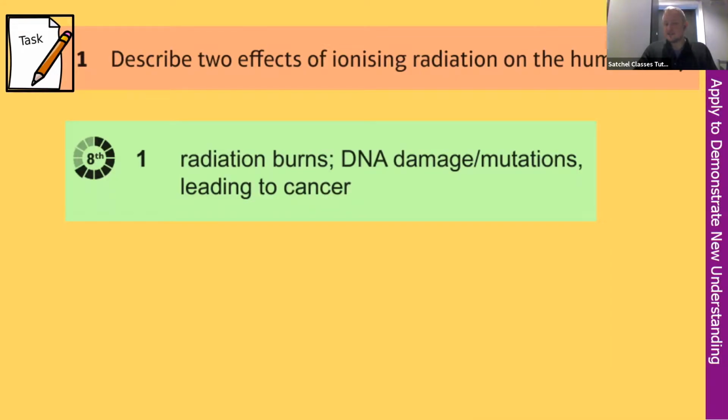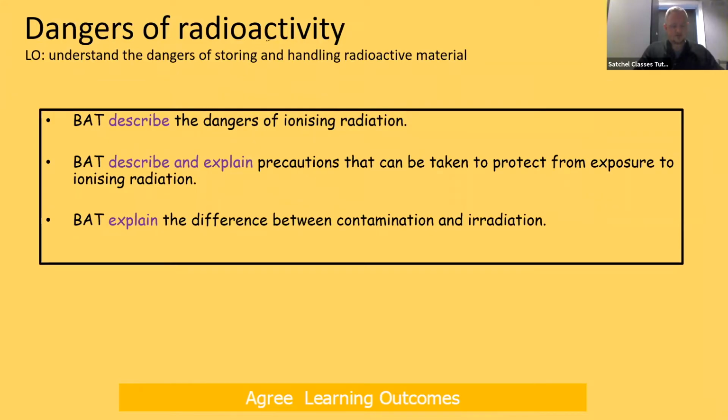The next thing is DNA damage or mutations leading to cancer. Again, you cannot just say damage or skin damage. You have to specify. So DNA damage or a mutation that leads to cancer. That's our first outcome met. Let's take a look at our second one. So describe and explain precautions that can be taken to protect from exposure to ionizing radiation. Here we go.